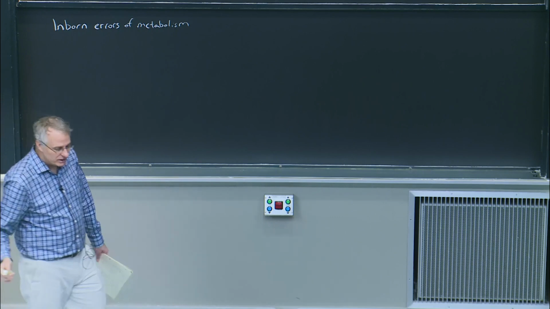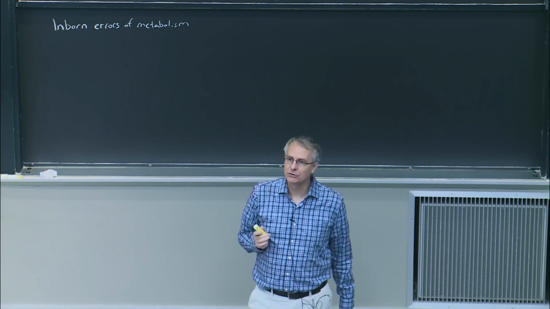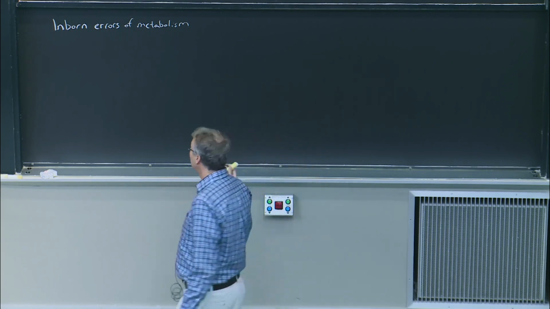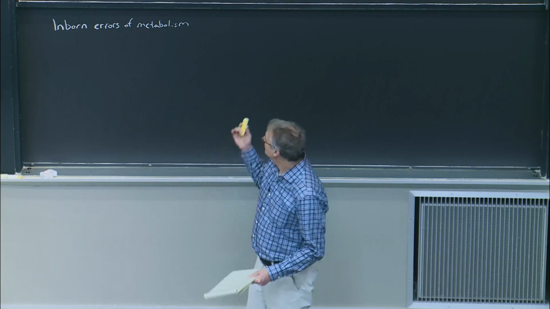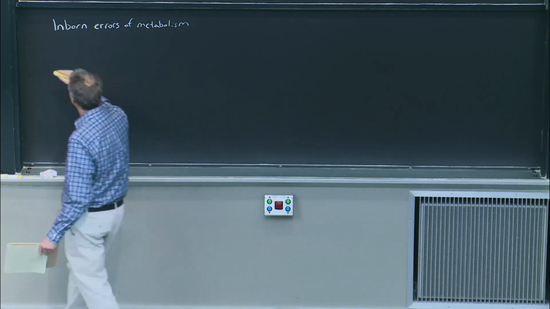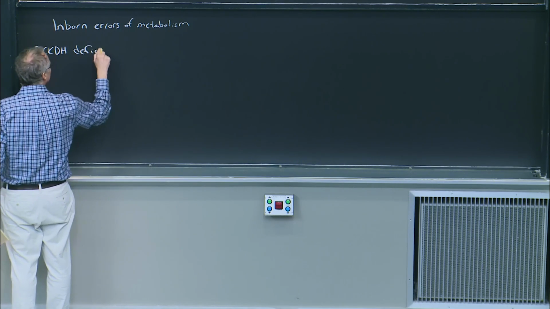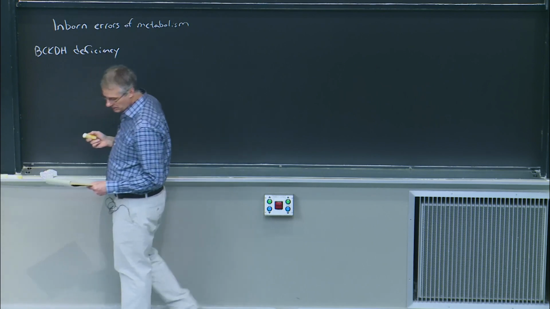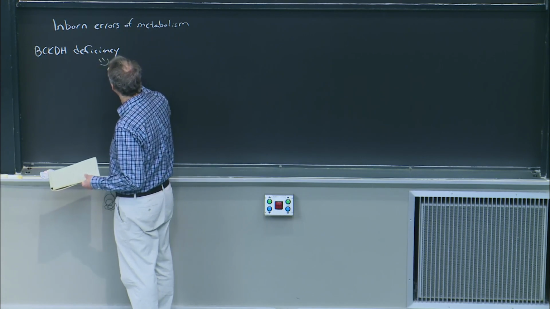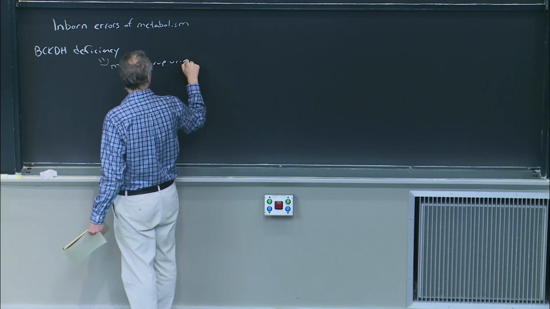Now you can imagine that some of these genetic deficiencies, if it's somewhere smack in the middle of central carbon metabolism and you can't generate energy, is not going to be compatible with life. But it turns out that some of them are quite compatible with life, like deficiency in branched chain keto acid dehydrogenase. So BCKDH deficiency is something that children are sometimes born with, and this deficiency results in a disorder called maple syrup urine disease.